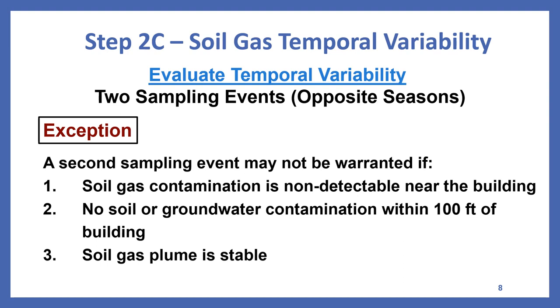Additional sampling reduces the potential for underestimating vapor intrusion risk caused by temporal variability. Sampling events should occur in different seasons as determined by average seasonal temperatures, precipitation, or fluctuations in depth to groundwater. Additional sampling events may not be warranted if vapor-forming chemicals are not detected in any environmental media within 100 feet and other lines of evidence agree that vapor intrusion is unlikely, such as the soil gas plume being stable.